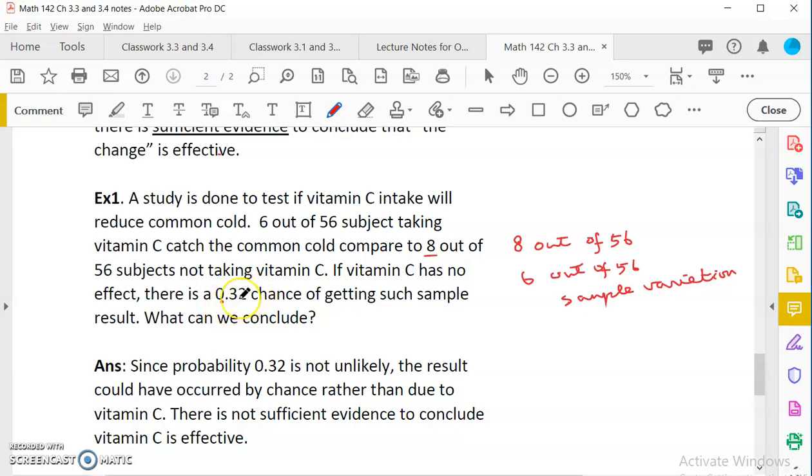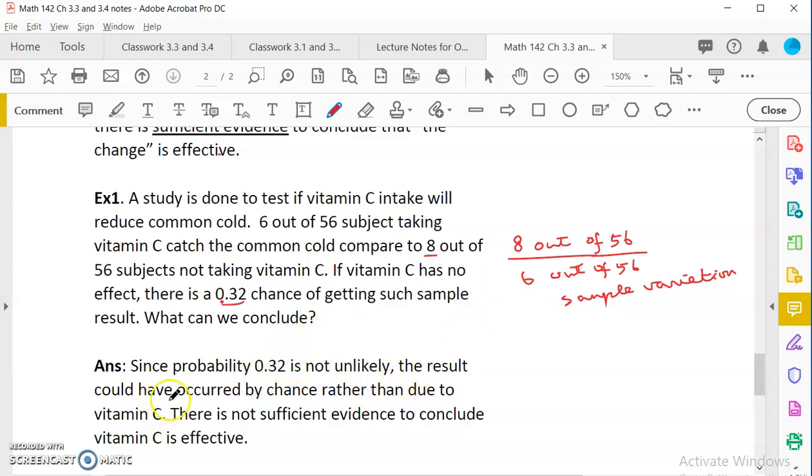And what about the 0.32 chance? 0.32 is greater than 0.05, right? The probability is not unlikely. It is likely to have 6 because if people don't take vitamin C, sometimes out of variation you can have 6 out of 56. That seems to be lower, but the chance of having such a low number is 32%.